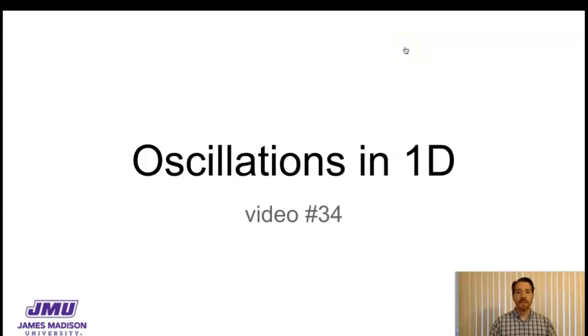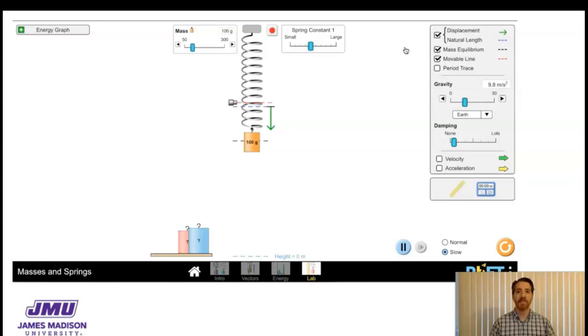Well, this is video number 34. This is oscillations in one dimension, and I'll define what an oscillation is in just a moment. But first, I'd like to take you back to when we were talking about springs. We were talking about elastic objects in general, especially those that followed Hooke's law.